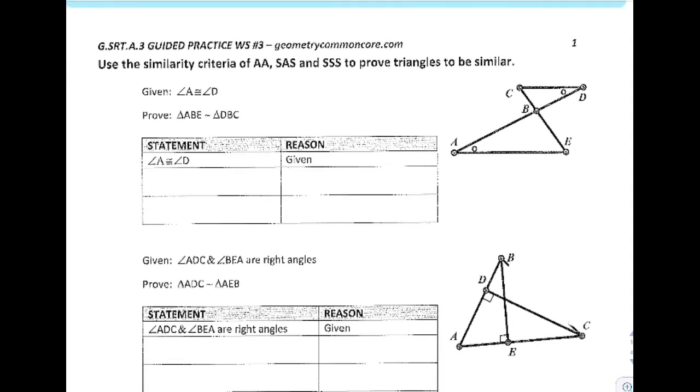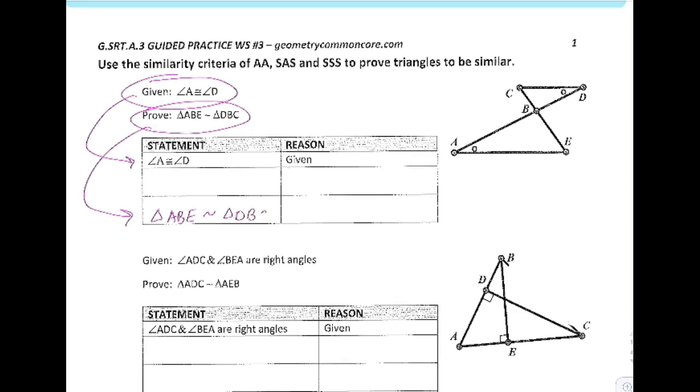So statement, reason, proofs for similarity, not congruence. They're pretty similar, no pun intended, but they'll have a given, right? And you always put the given on the first line, and your prove will always be the last line. If you want to fill that in now, it doesn't have a good flow when you do that, but it'll remind you that that's the last line, which sometimes we forget. And this is either going to be side, side, side, or angle, angle, or side, angle, side. We're just not sure yet.